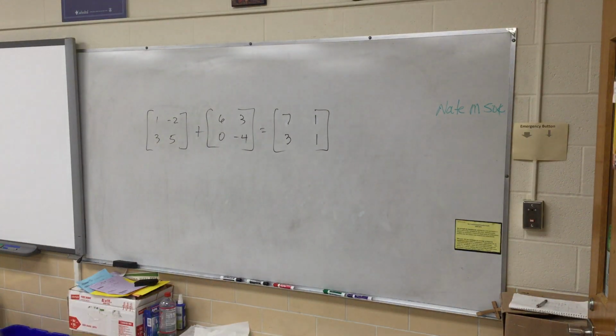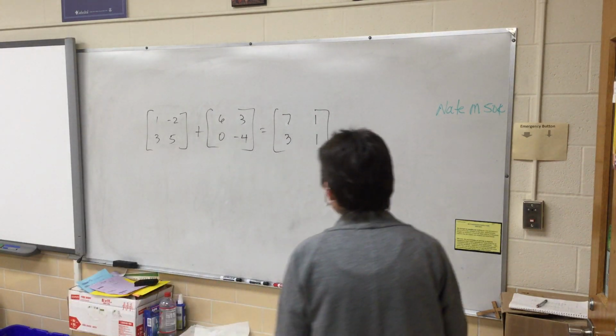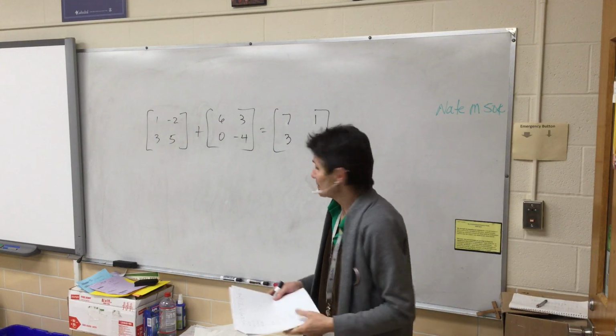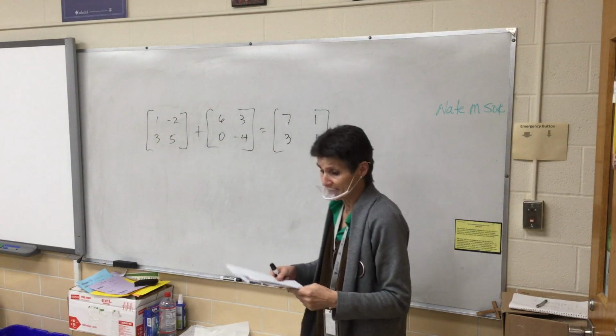Now, that means what about adding matrices? Can I add any two matrices? Can I just pull two random matrices out of the pile and add them together? They gotta have the same dimensions, that's right. So you cannot add matrices unless they have the same dimensions. But if they have the same dimensions, adding them is a piece of cake.